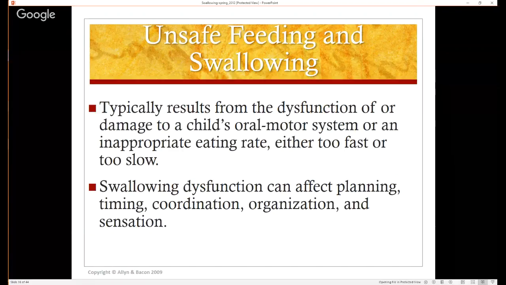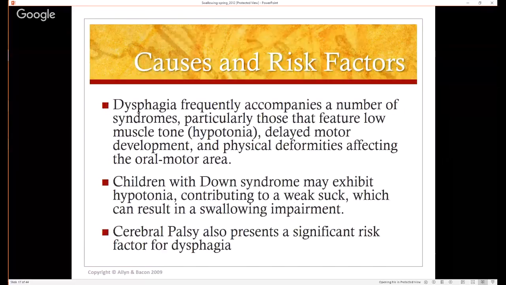You may recall maybe from your own childhood, your mom or your dad, an adult in your life who is eating with you, telling you to slow down or don't eat so fast, don't put so much food in your mouth, take small bites, and those were all for a good reason, so that you could be safe while you were swallowing. Causes and risk factors.